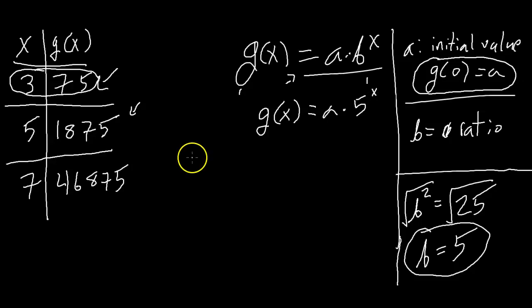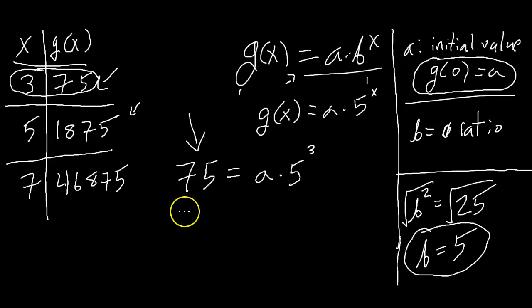Well, at that point, g of x is 75, right? Equals, we still don't know a, but we know that b is 5, and we know that we're raising 5 to the third power, right? If we know that g of x equals a times 5 to the x power, and if we know that g of x equals 75 when x equals 3, we can fill out that information. 75 equals a times 5 to the third power.